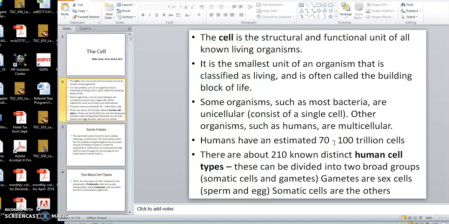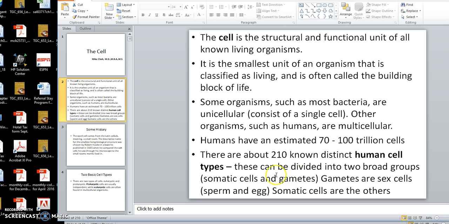Now that is the standard human, 5'8", 70 kilograms. Estimated around 70 to 100 trillion. Most would say around 100 trillion. With many classifications, we have 210 different cell types. So 100 trillion cells, but 210 different cell types.